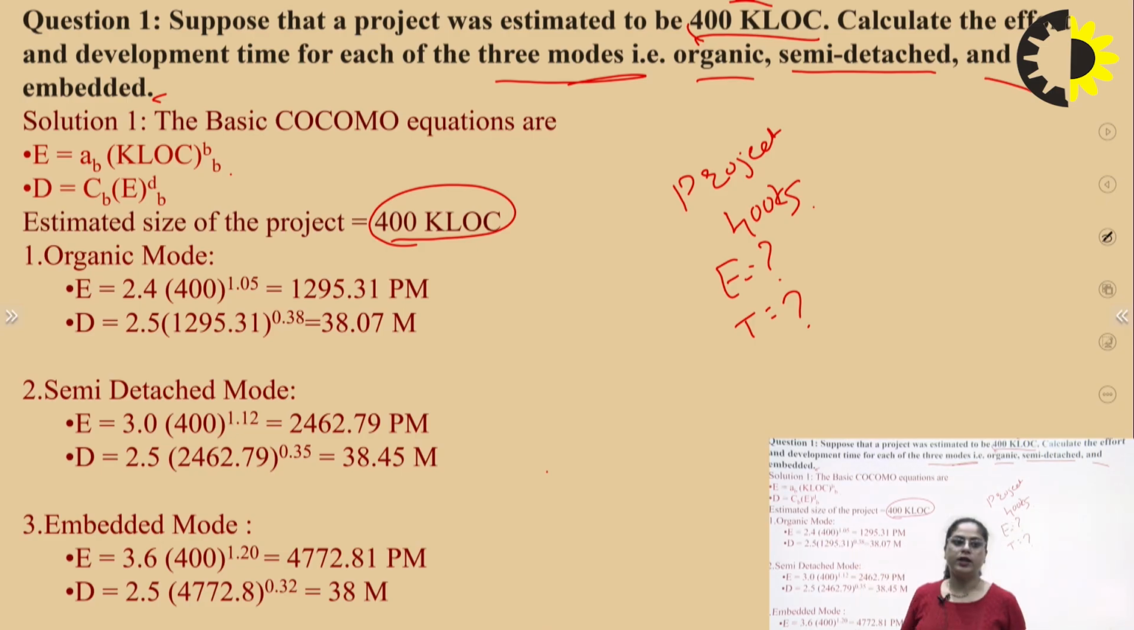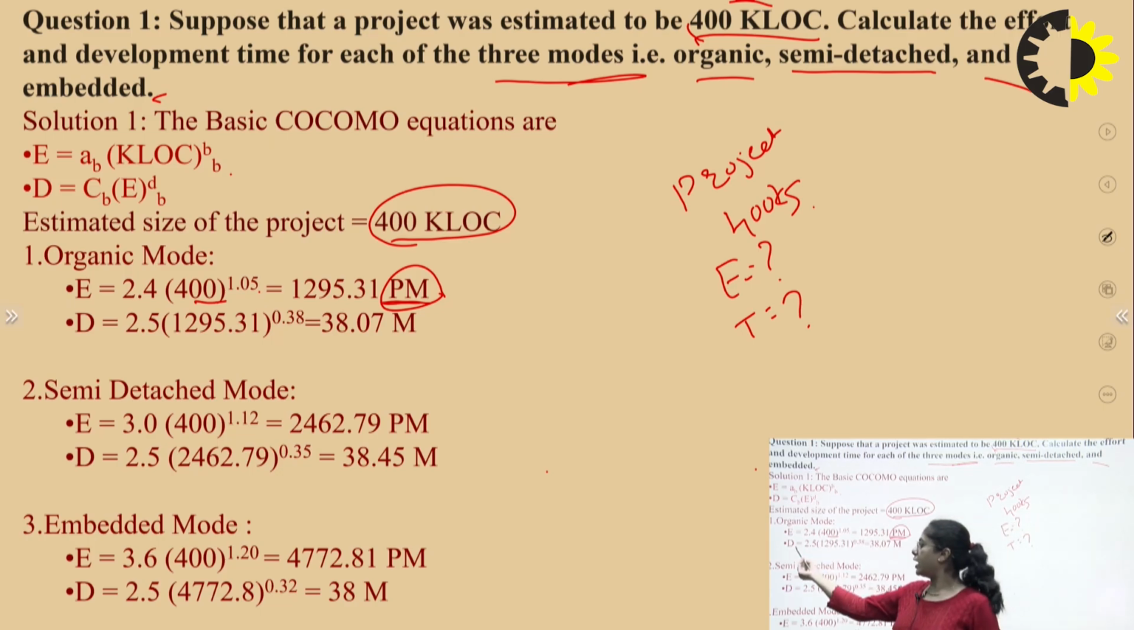So we calculate the effort and time development for the first, organic mode. Effort is equal to A, whose value in organic mode is 2.4, times KLOC, which is given as 400, to the power B, whose value is 1.05. If we calculate this, we get an answer of 1295.31 person months. This is the unit for the effort, the person month.